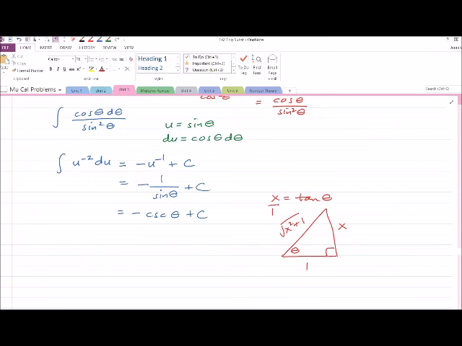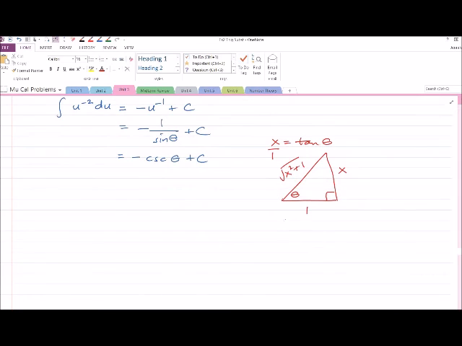So that's something you should usually expect to happen when you have to use triangles. So now cosecant is hypotenuse over opposite. So in this triangle, that's going to be the square root of x squared plus 1 over x. And that's what I end up replacing the cosecant of theta by. So my final answer is negative square root of x squared plus 1 over x plus a constant.